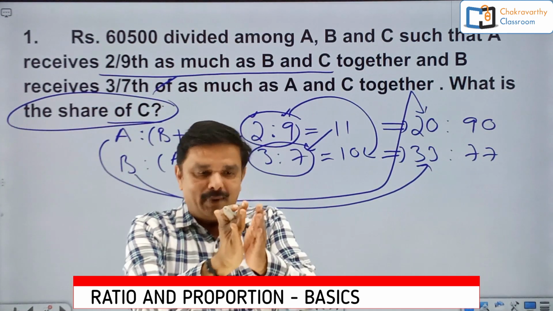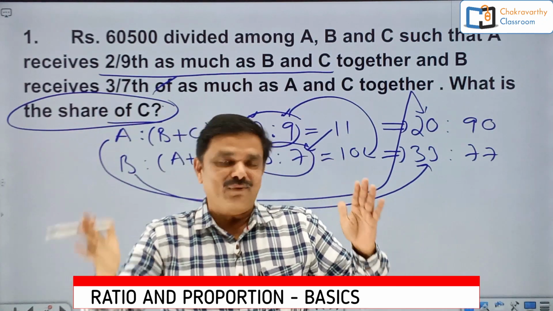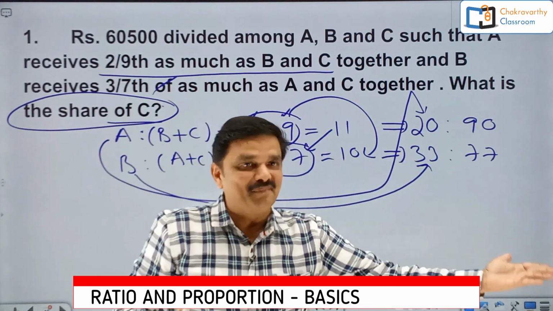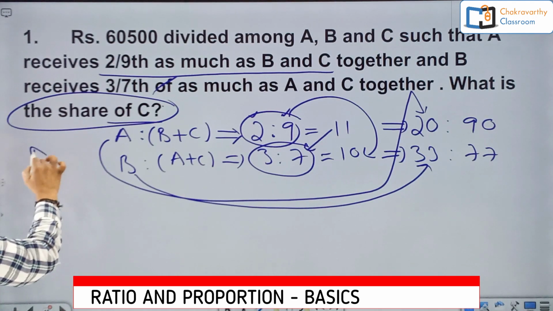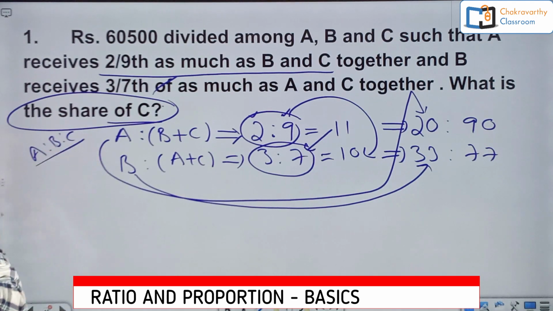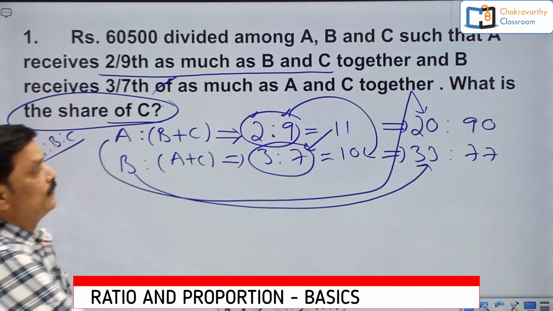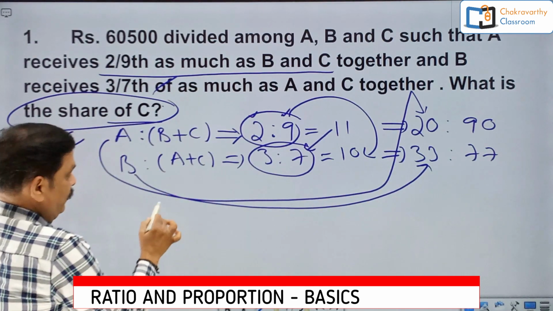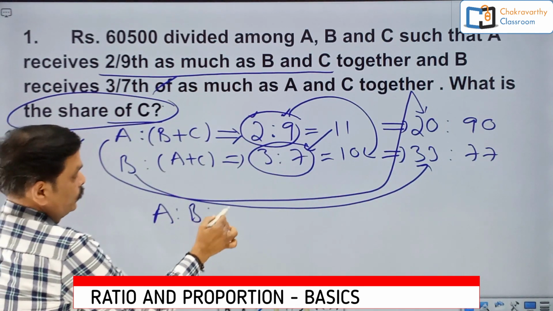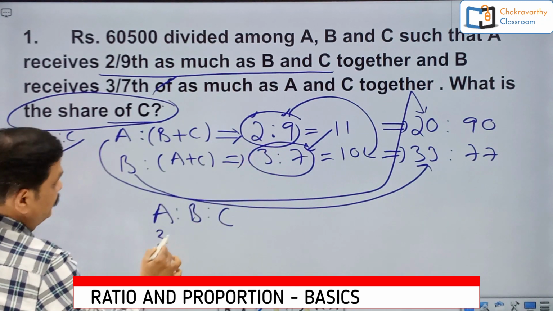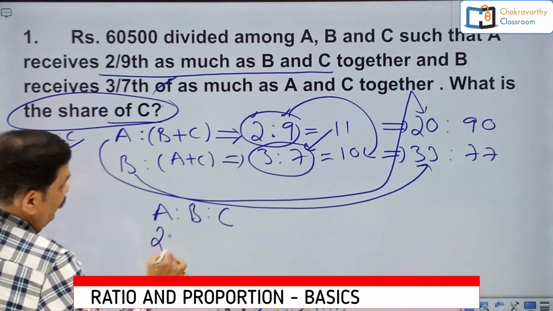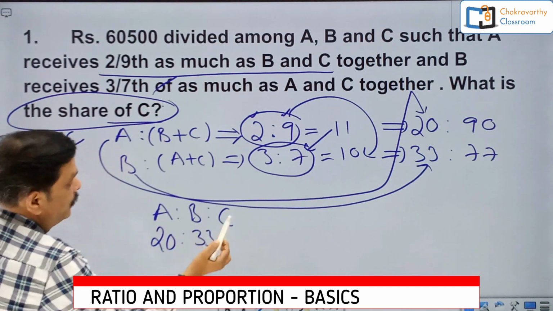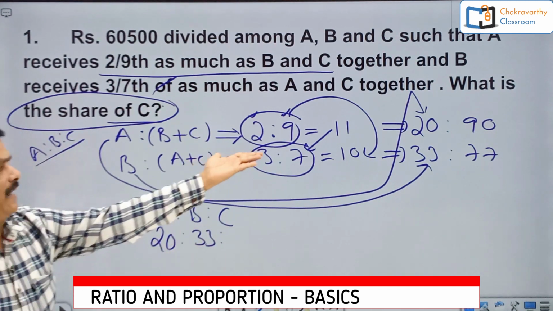Generally our method is making the problem into two parts, information and question. First go to the question, then come to the information. I need to find out the share of C. To find out the share of C, I need to get first A is to B is to C, isn't it? Now here you see, I'm writing here A is to B is to C. A is 20, B is 33, is to what is C? Simple one, A is to B is to C.